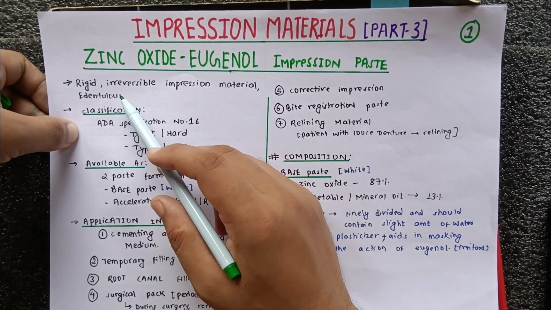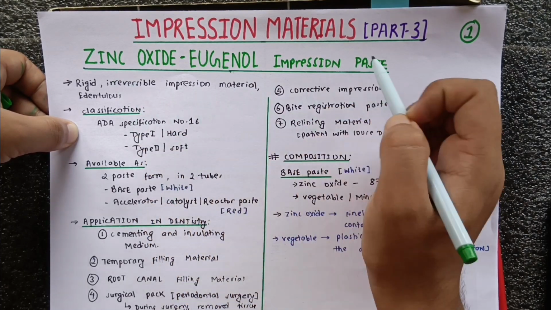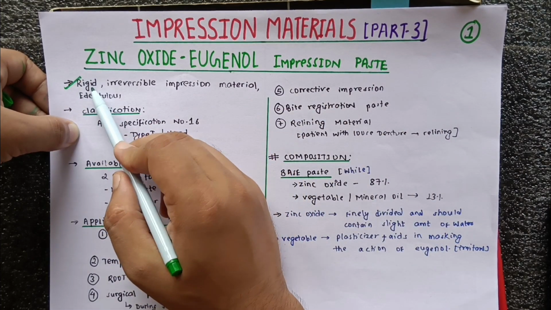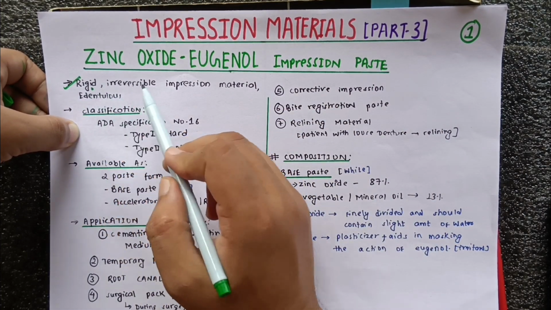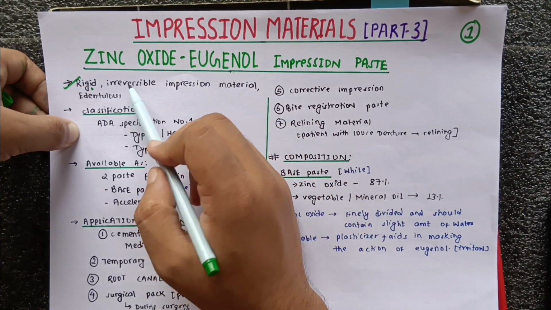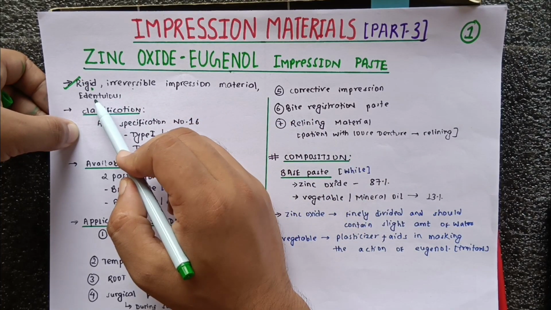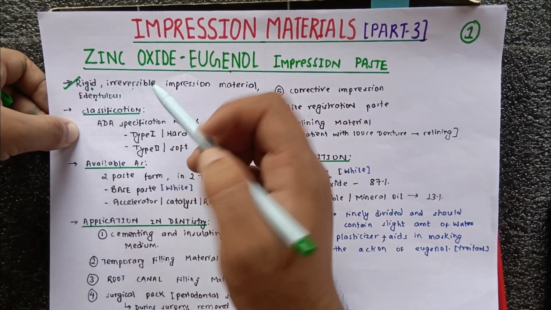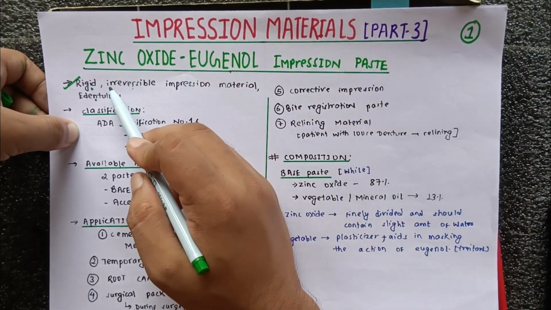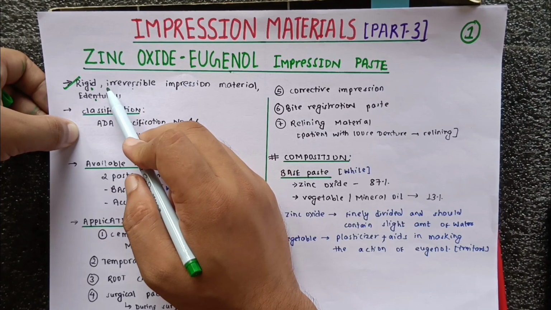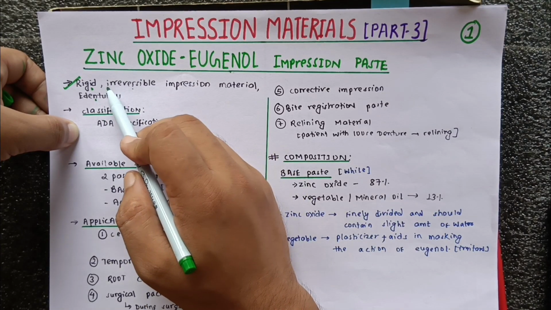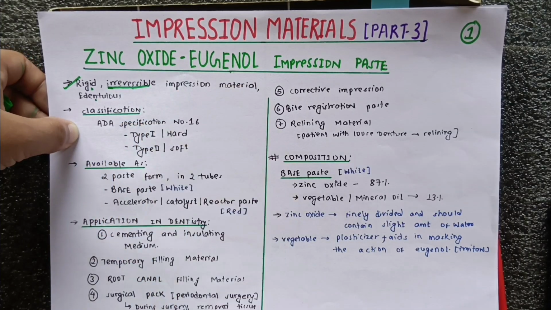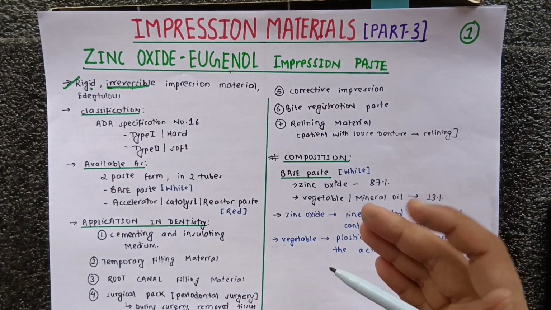As I have written here, zinc oxide eugenol impression paste is our topic of today's video. It is a rigid, irreversible impression material, meaning it is not reversible, used in the edentulous. It is a bit similar to the impression compound, but the difference is the irreversibility. This is an irreversible compound, but impression compound is reversible.